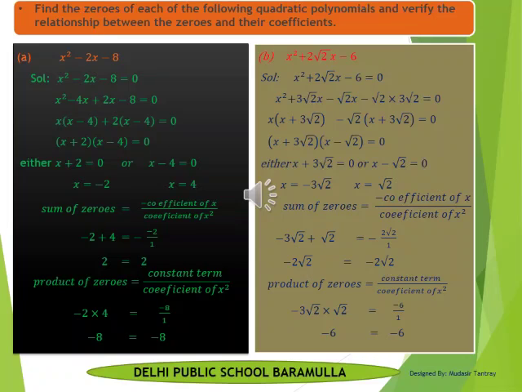Either x + 2 is equal to 0 or x - 4 is equal to 0. If x + 2 = 0, then x = -2, because when you transpose 2, it becomes -2. And when x - 4 = 0, then x = +4.